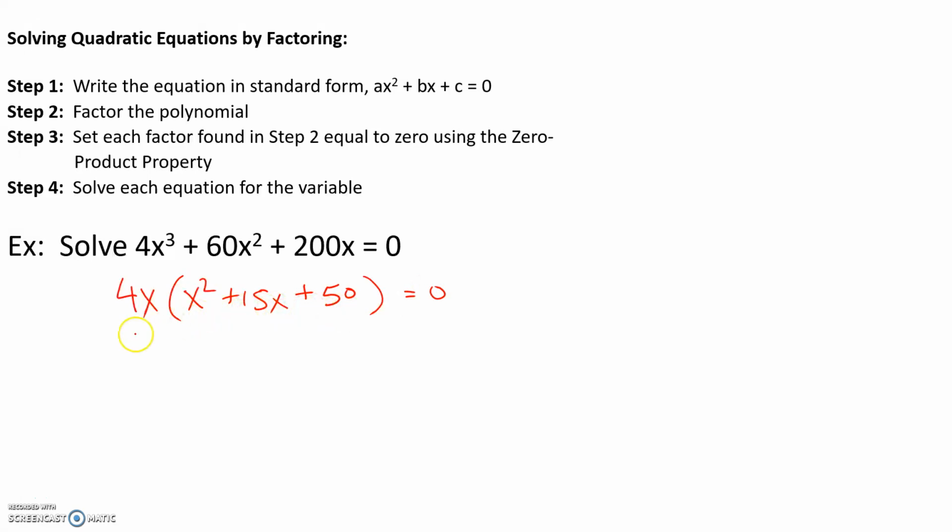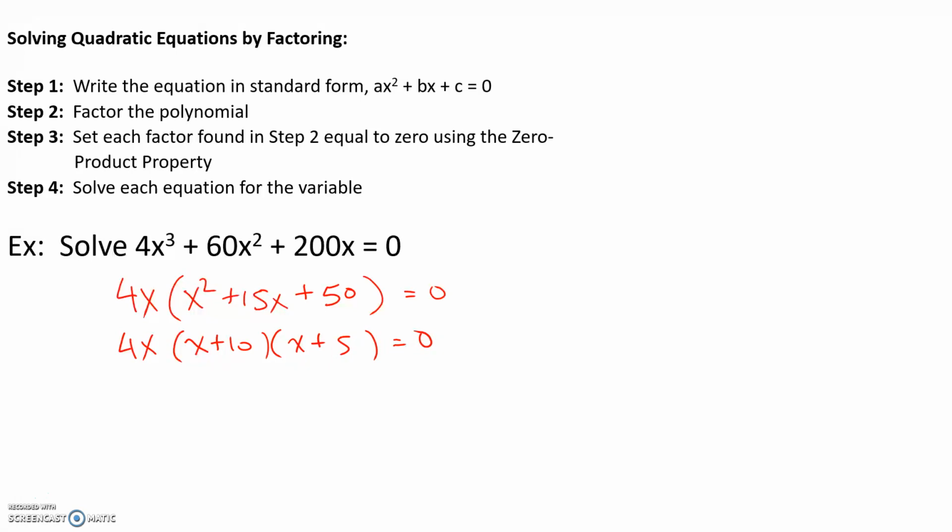Let's factor this trinomial. At each step, we have to bring down the greatest common factor, the 4x. We can't forget about that. Because the coefficient of the x squared is 1, we can just find two numbers that multiply to 50 and add to 15. So that's going to be positive 10 and positive 5. And that equals 0.